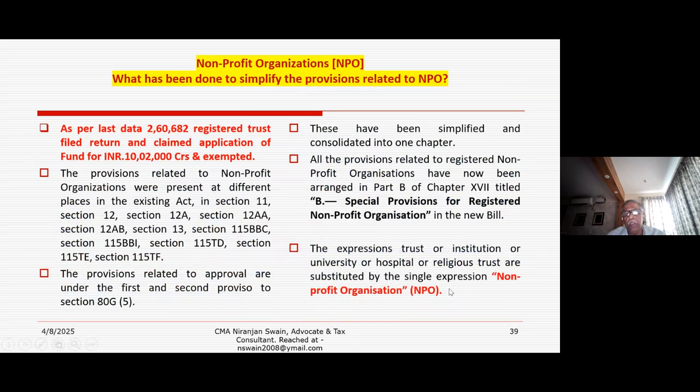Second, all the provisions are applicable at section 11, 12, 12A, 12AA, 12AB. These are the 13 political parties. And these 11, 12, 12AA registration provisions are there, exemption provisions are there, which conditions must be satisfied, in addition to section 115BBC, BBI, 115TD. So you see, the sections were created in different phases. So now what happens? A new chapter was introduced. For the non-profit organization taxability, a separate chapter was introduced, and the chapter is 17. It is special provision for registered non-profit organizations in the new bill.